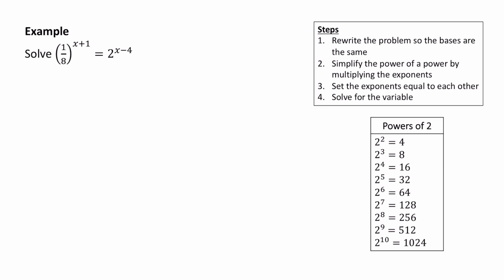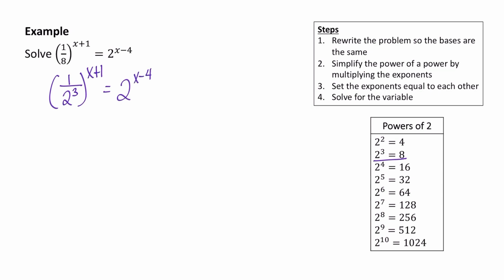So let's try solving this problem. We have 1 over 8 to the x plus 1 equals 2 to the x minus 4. So if I look at the powers chart, I notice that 2 and 8 are both powers of 2. So I'm going to work on rewriting this. So this 1 over 8 I can rewrite as 1 over 2 cubed. Right? So that's 1 over 2 cubed to the x plus 1, and that equals 2 to the x minus 4.